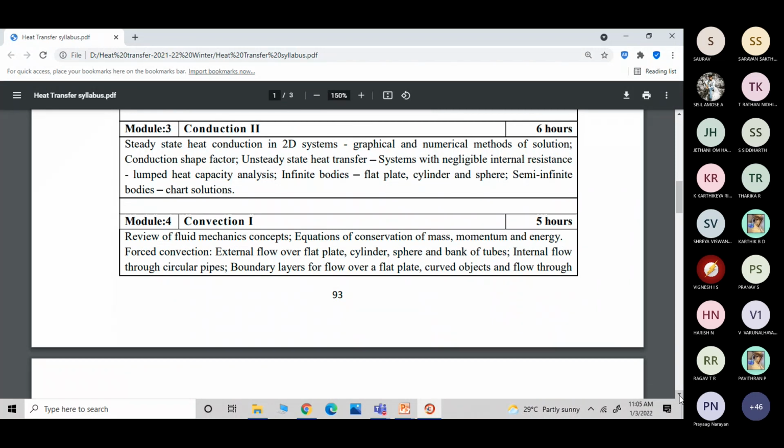Convection is again a mode of heat transfer which occurs between a body and a fluid. Here we will be discussing flow over a flat plate, forced convection and natural convection. Can anybody say a very practical example of forced convection and natural convection? A day to day life example, forced convection and natural convection.